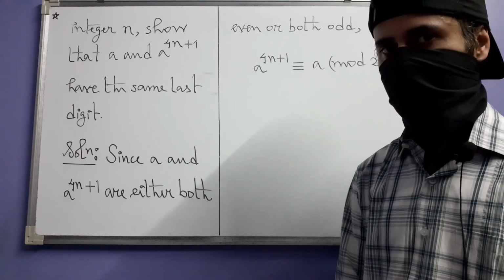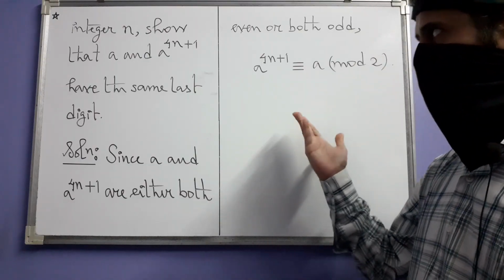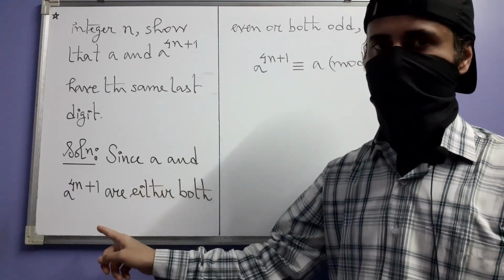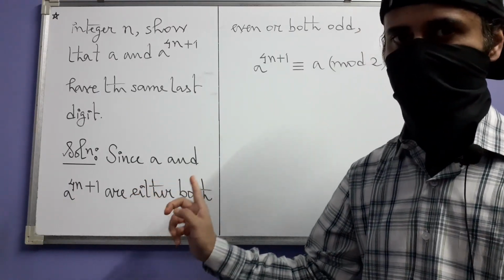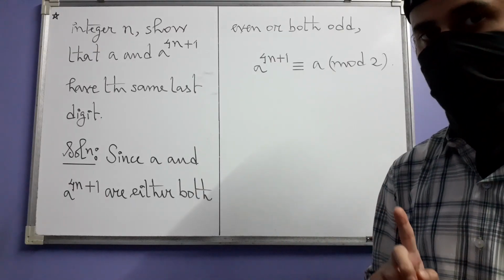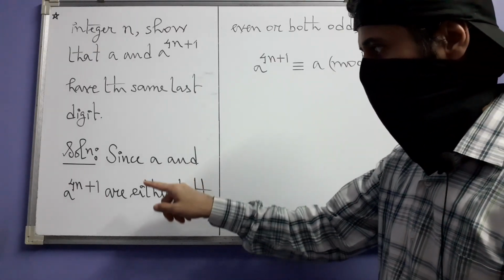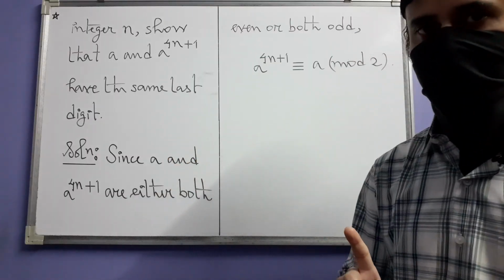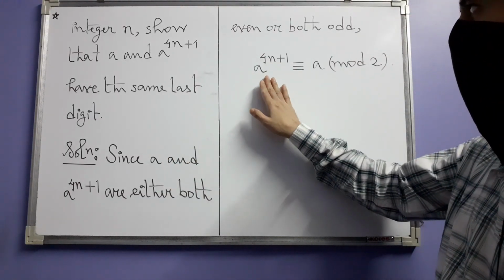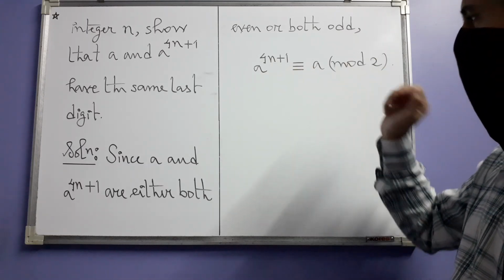And in that direction, we first make this simple observation. Note that these two integers, a and a to the power 4n plus 1, are either both even or both odd. They are both even when a is even. Otherwise, they are both odd. So that is why they are congruent to each other modulo 2.